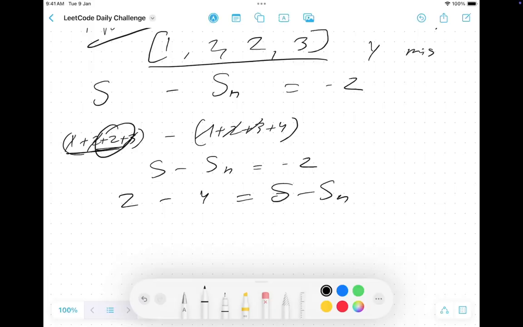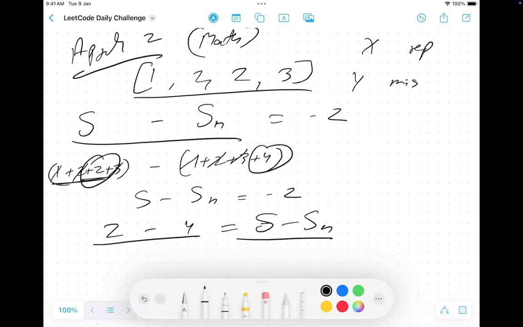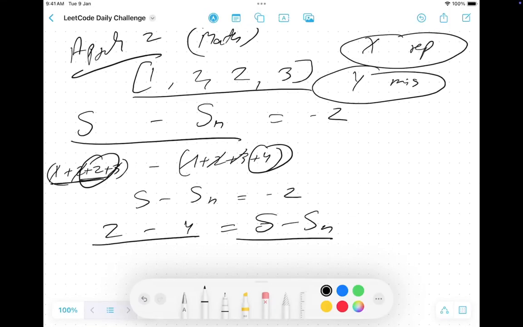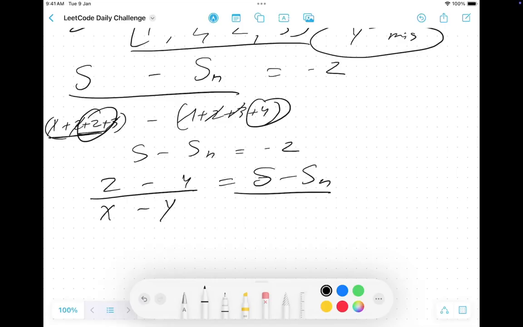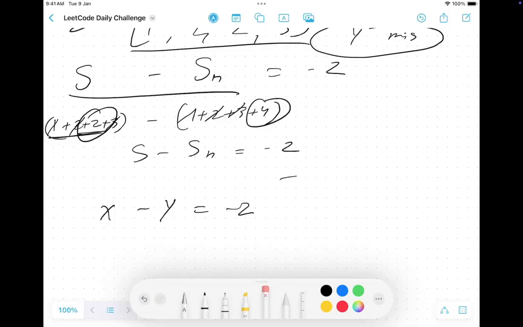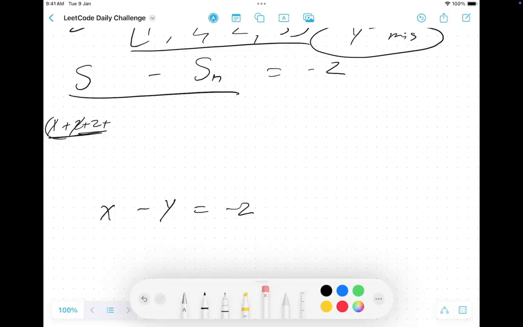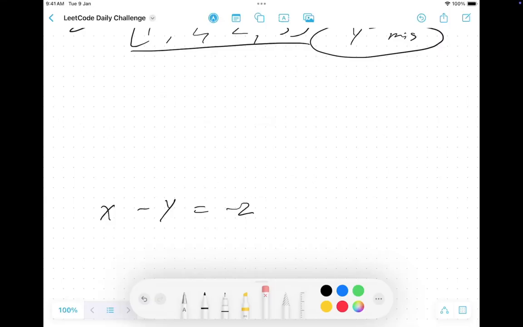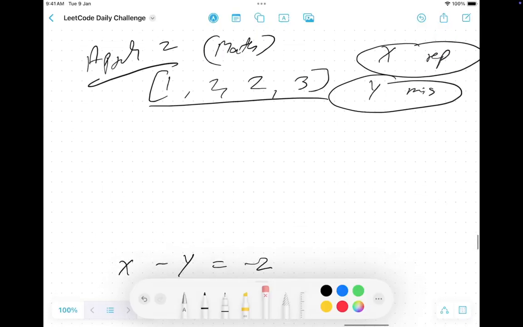This is 2, this is 4. So 2 minus 4 is s minus sn, right? So what is 2? Isn't 2 repeating? Yes. Isn't y missing? Yes. So x minus y is equal to s minus sn. We can write it like this, or its value is equal to minus 2, right? So we know x minus y is equal to minus 2. Okay, we know one equation, but we cannot find both values using one equation only. We need to do something else so that we get another equation.